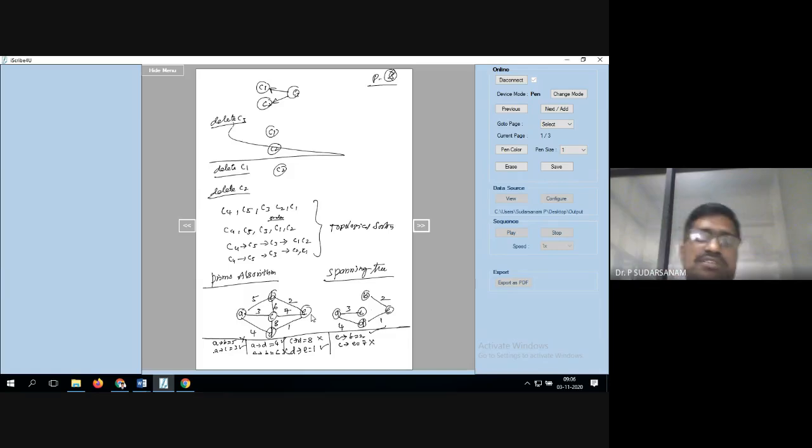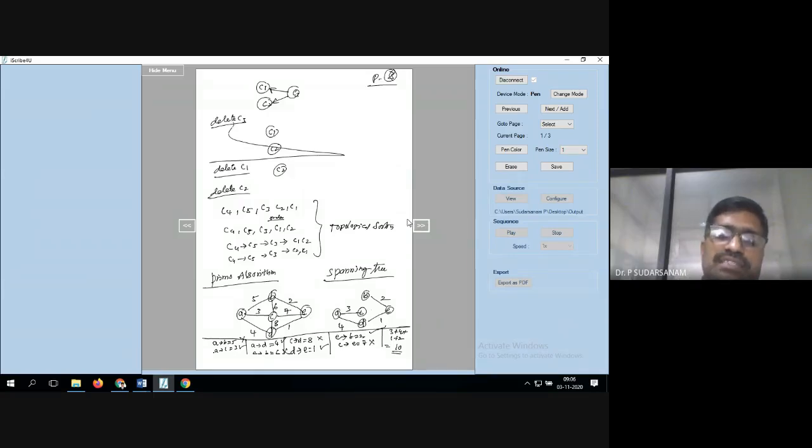Not possible. So this is the final diagram, and you need to write 3 plus 4 plus 1 plus 2. That cost you have to write as the final answer. 3 plus 4 plus 1 plus 2, so that means 7, 8, 10. The minimum cost spanning tree is 10. That is what you need to write in the examination.